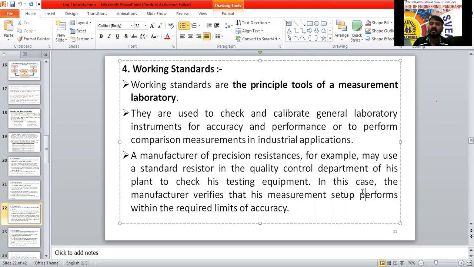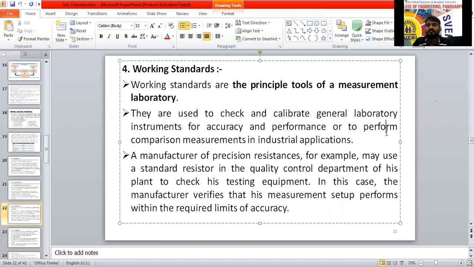Working standards get calibrated by a secondary standard. Secondary standards are industrial standards, and the industrial standards are calibrated by national standards. The national standards are calibrated by international standards. One to another, all are linked. Is it clear? Yes, sir.